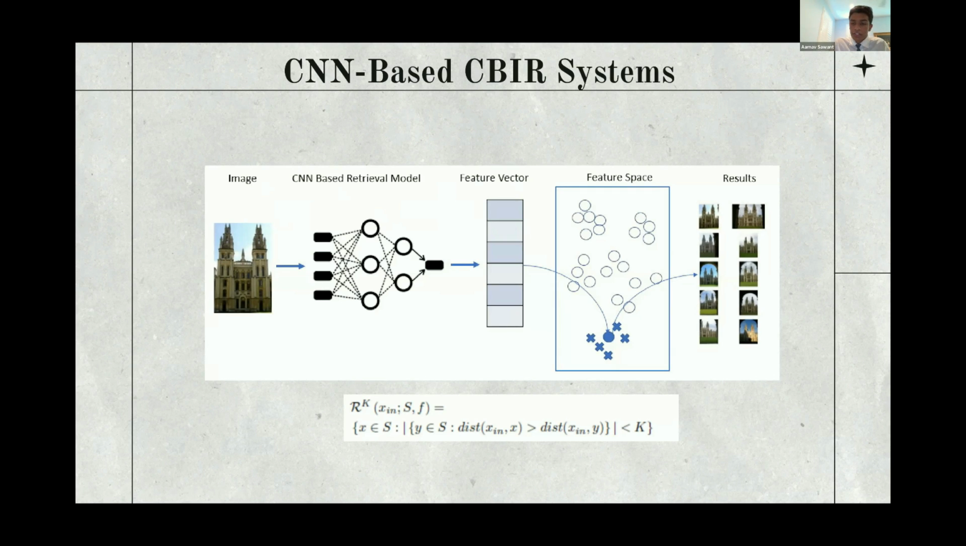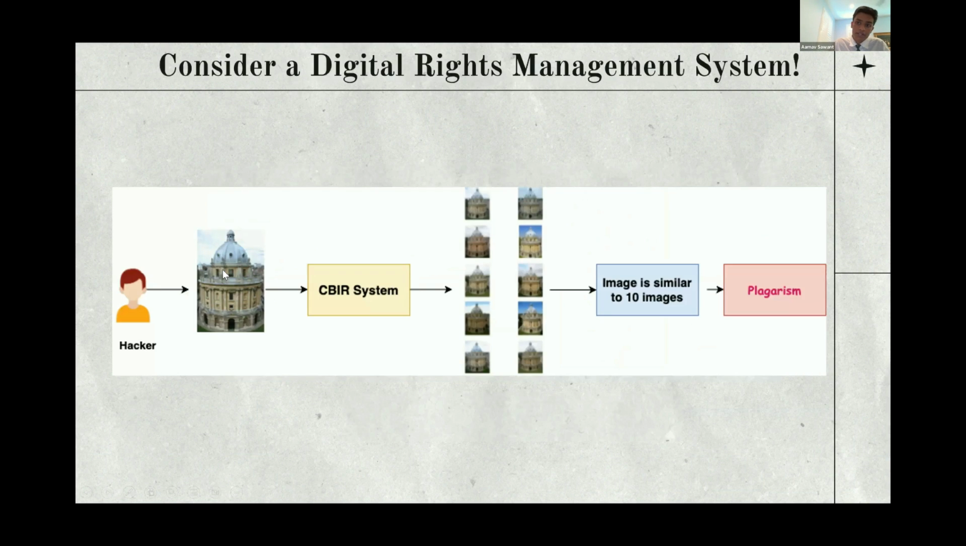So, talking about the digital rights management system application. Say we have an attacker who is attempting to plagiarize an artwork. What he'll do is submit the artwork to a CBIR system. The CBIR system will return a set of similar images back.